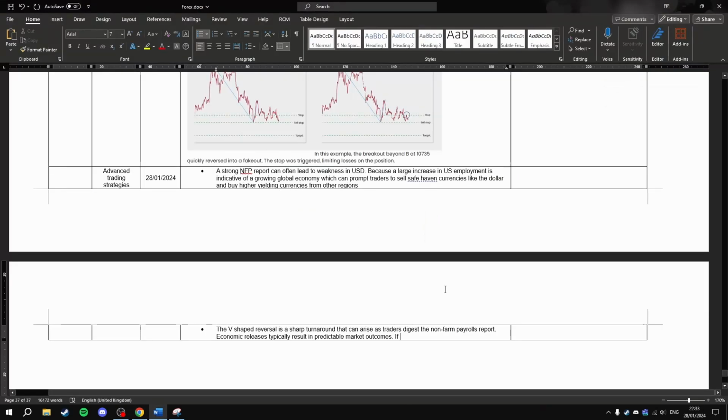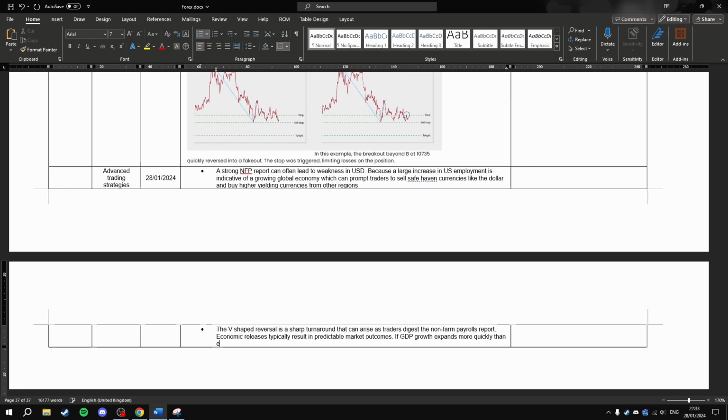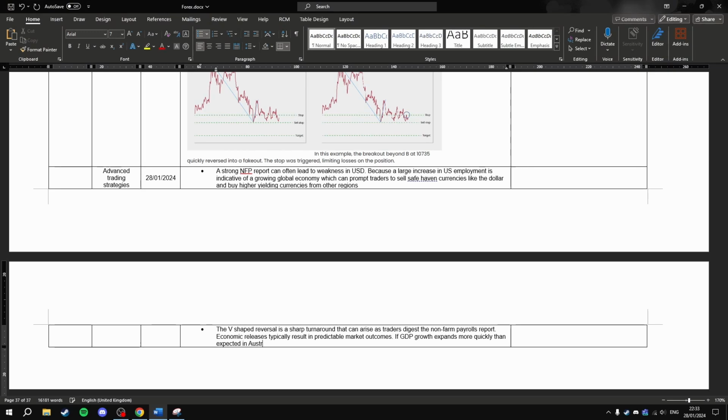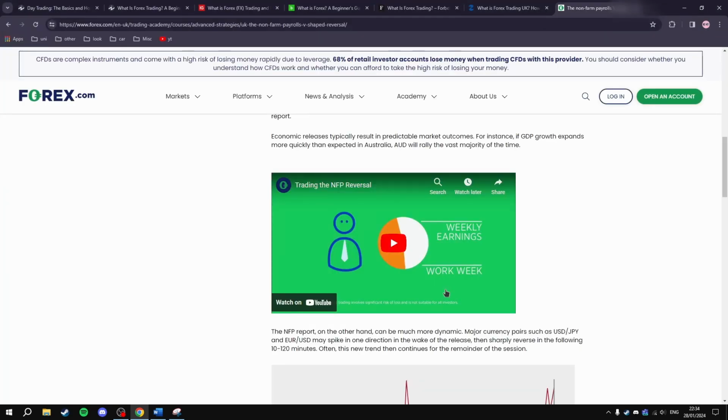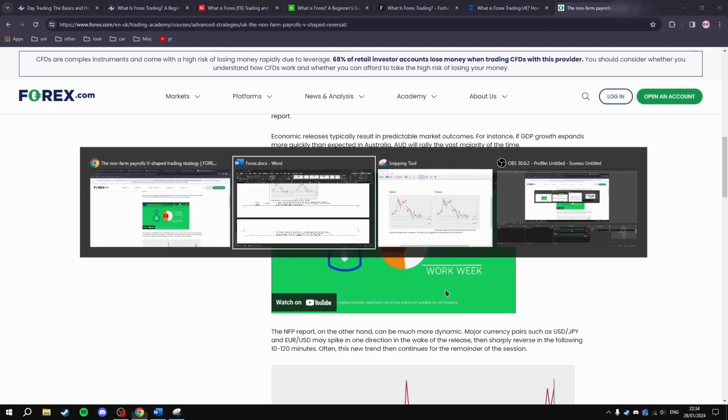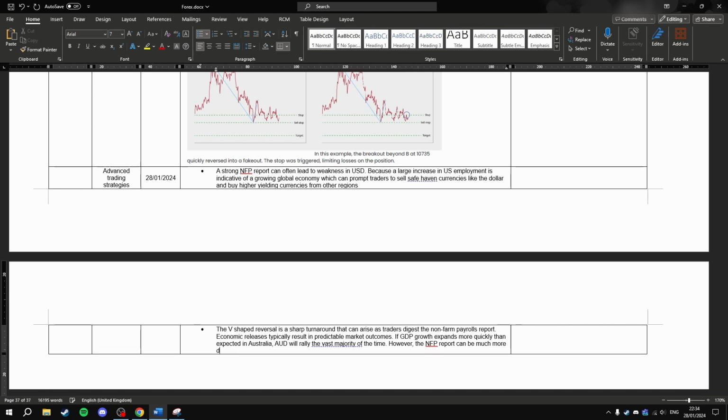If GDP growth expands more quickly than expected in Australia, AUD will rally the vast majority of the time. However, the NFP reports can be much more dynamic.